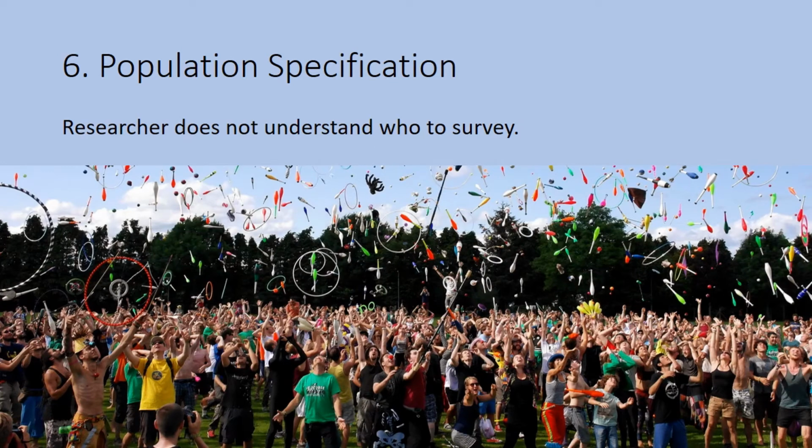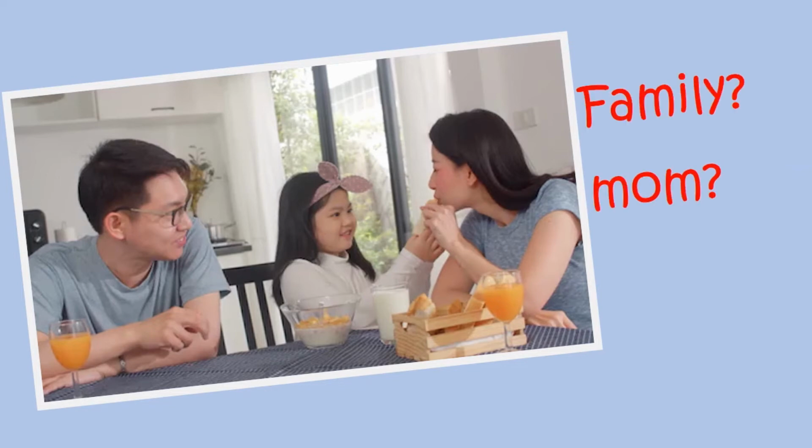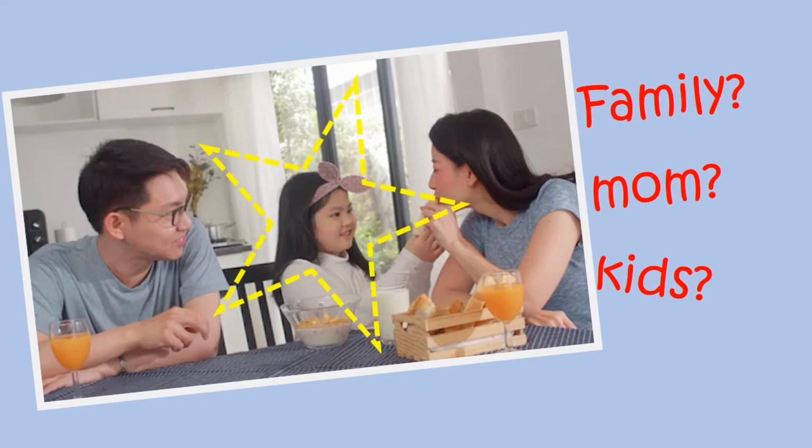Population specification error is an error that occurs when the researcher does not understand who they should survey. For example, imagine a survey about breakfast cereal consumption in families. Who should be surveyed? The entire family, the person who most often does the grocery shopping, or the children. The researcher may choose the person doing the shopping because the shopper might make the purchase decision, but it is actually the children that influence the cereal choice. This kind of non-sampling error can be avoided by planning the research questions.